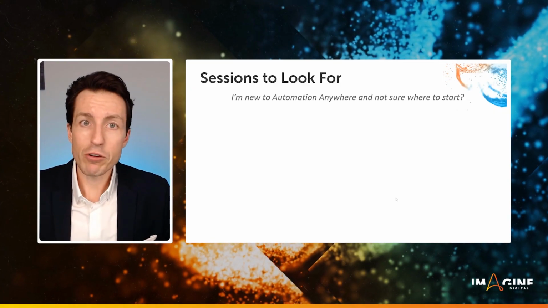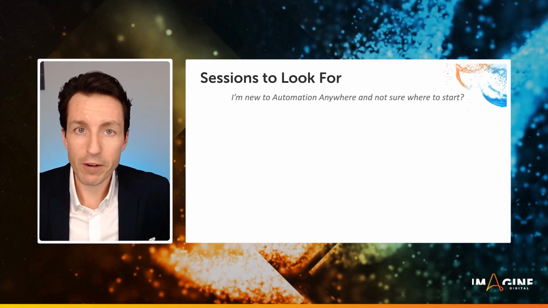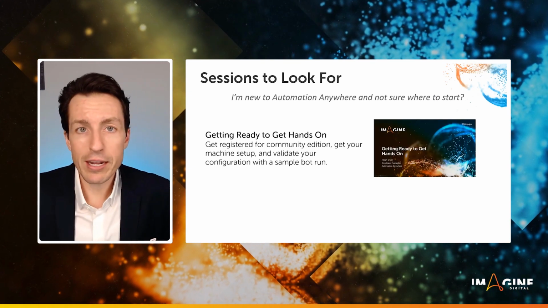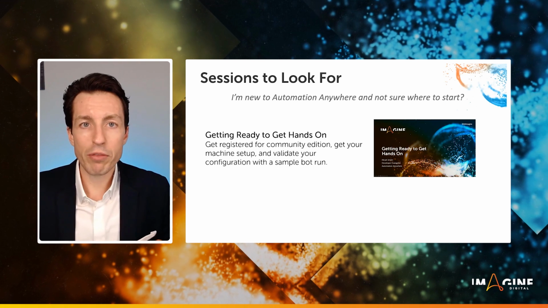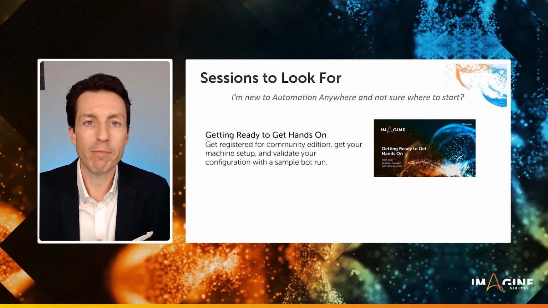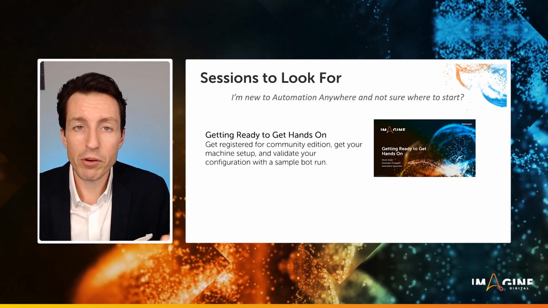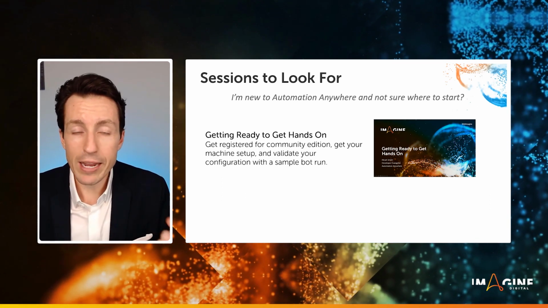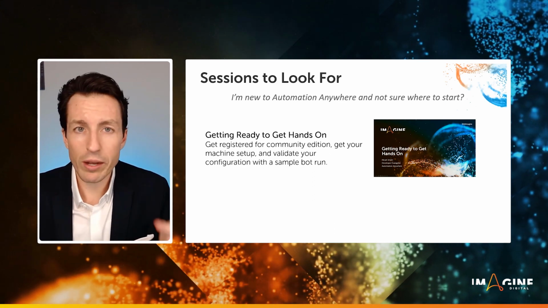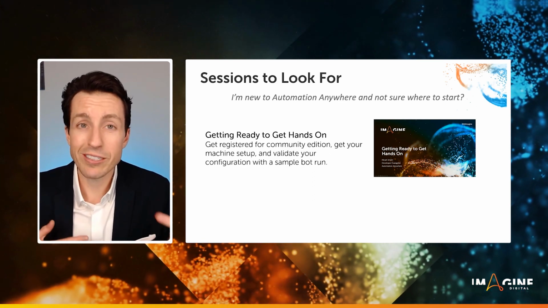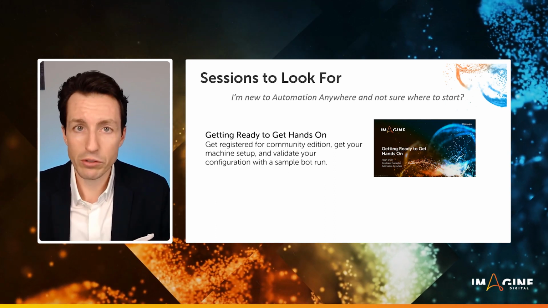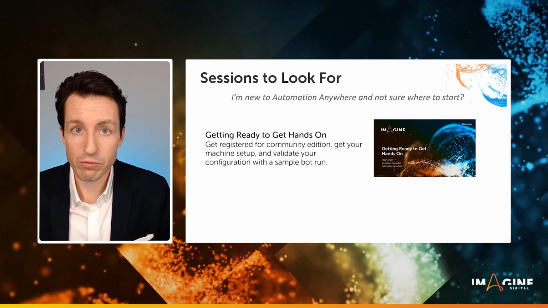First off, I'm new to Automation Anywhere and I'm not sure where to start. We've got 2 sessions that'll be perfect for you. First is getting ready to get hands-on. In this session, we walk through assuming no background of Automation Anywhere, assuming no background of RPA. We look to get you registered in Community Edition, look to get your bot agent set up and that installation taken care of. And then we create just a really quick sample bot just to make sure your machine is set up so that you're ready to go if you want to participate with any of the other tutorials that are happening on the Tech Track Day, Day 3.